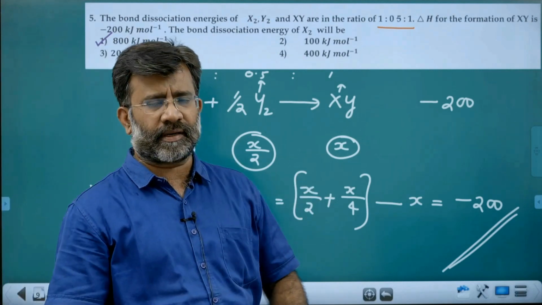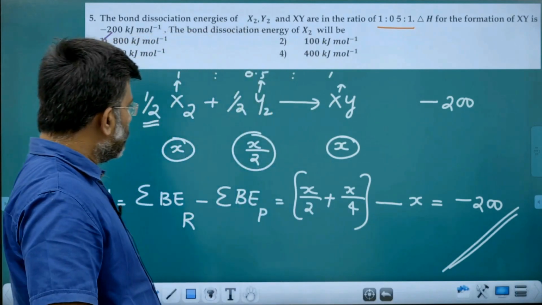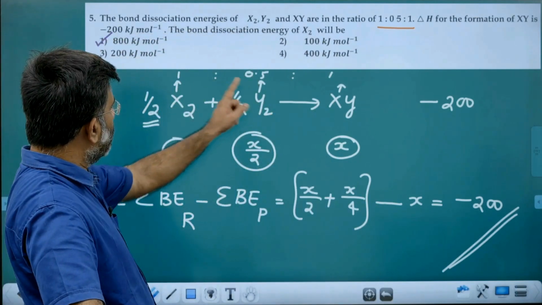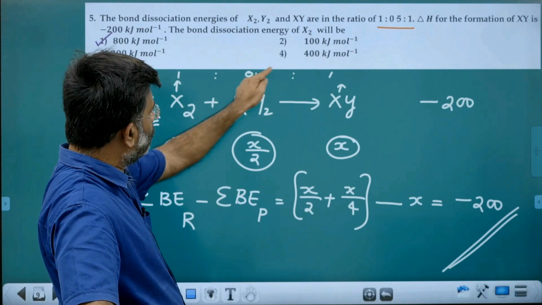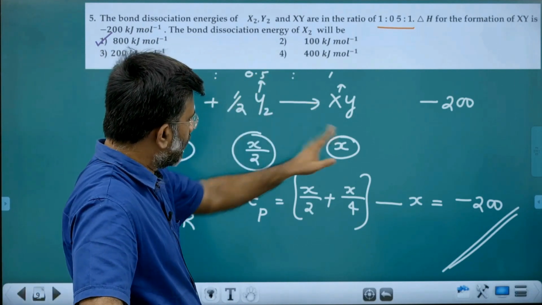Simple calculation, I am not spending the time on it. So I'll repeat. Their bond enthalpies are in the ratio 1:0.5:1. So if this is X by 2, this is X.